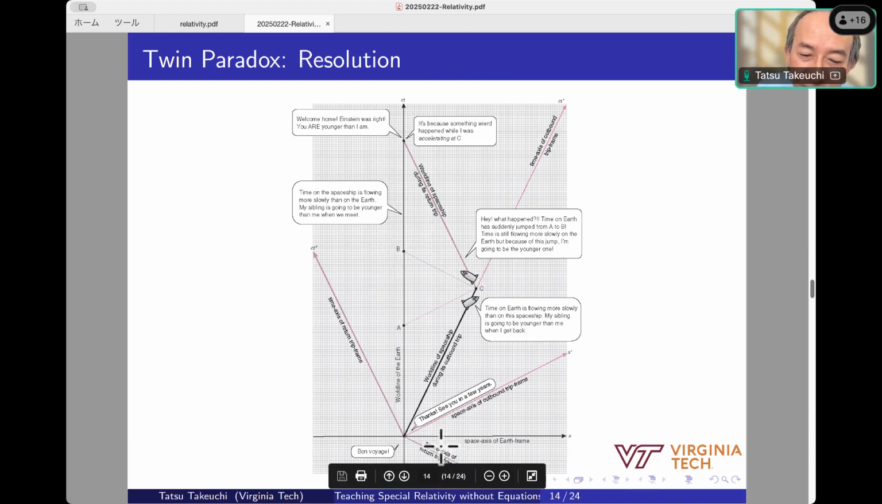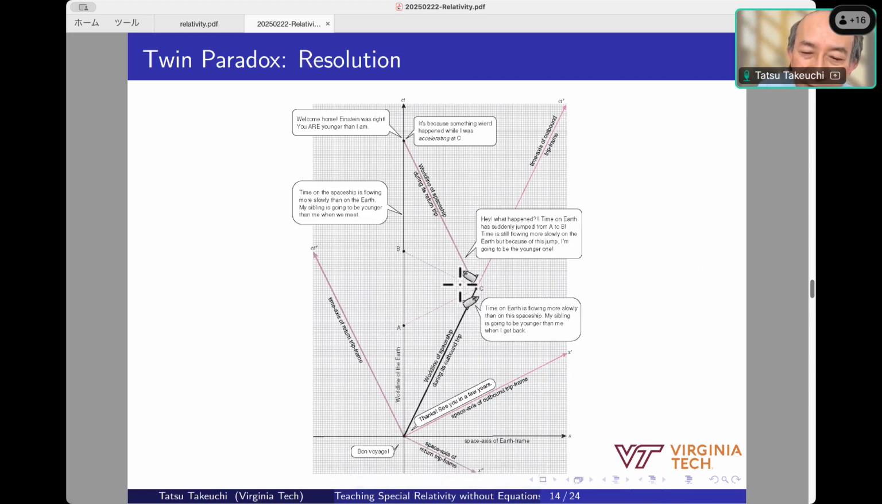Okay, so what happens is, as the spaceship starts out from the origin and heads off to C, throughout the trip, the spaceship will see the clock on the Earth ticking at a slower rate. Because when the spaceship gets to C, the clock on the Earth is still at A. And the spaceship observer will say, oh, less time has passed on the Earth than the time that has passed on the spaceship. Okay?